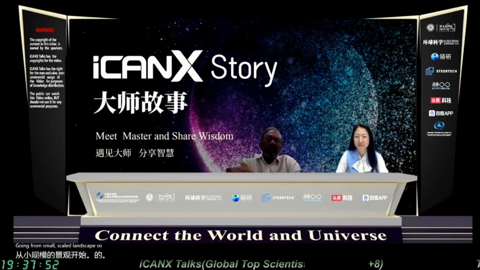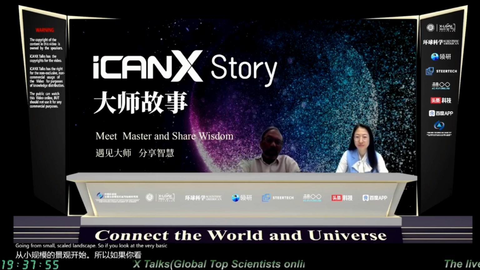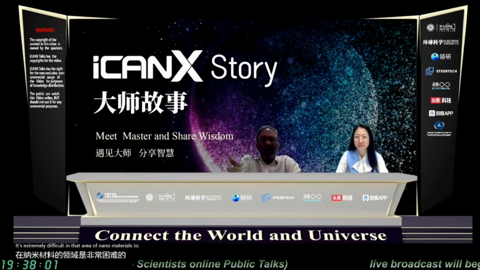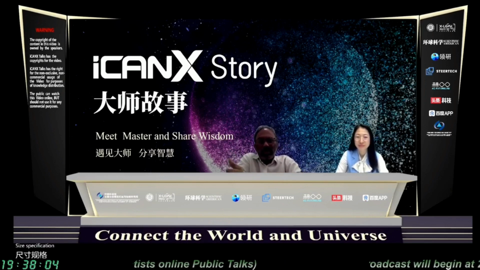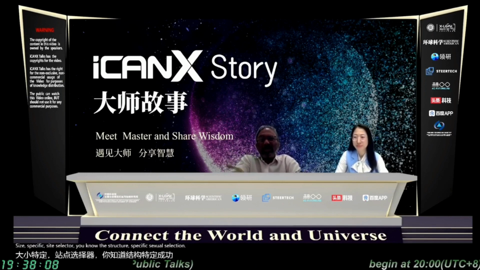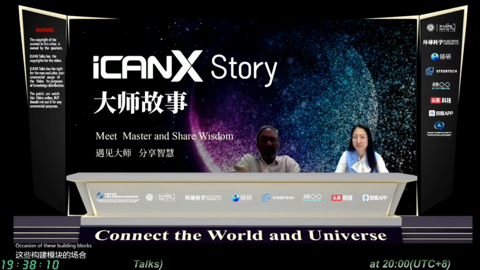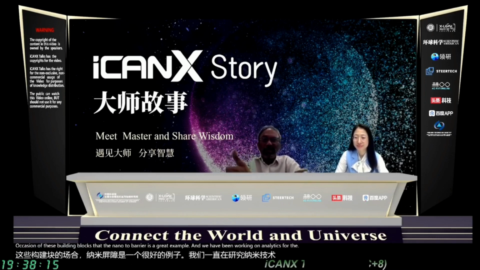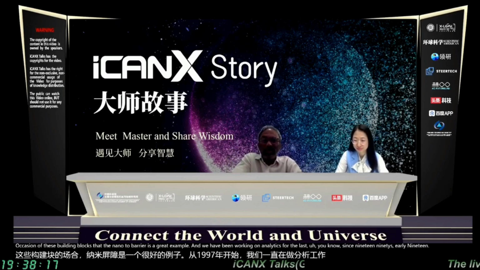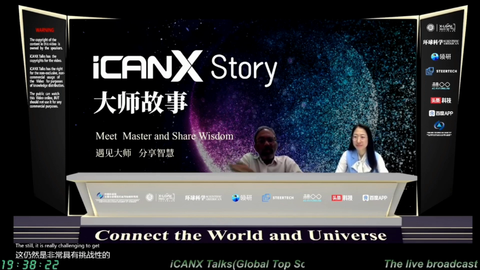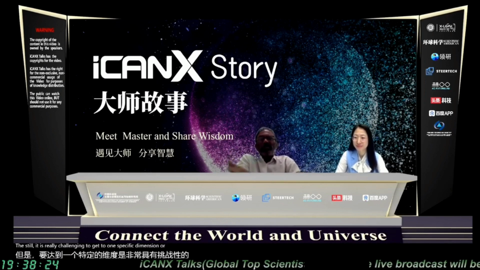So the very basic problem that I face is that it's extremely difficult in the area of nanomaterials to have size-specific, size-selected, structure-specific, structure-selected creation of these building blocks. The nanotube area is a great example. We have been working on nanotubes since the early 1990s, almost 30 years. Still it is really challenging to get to one specific dimension or one specific chirality.